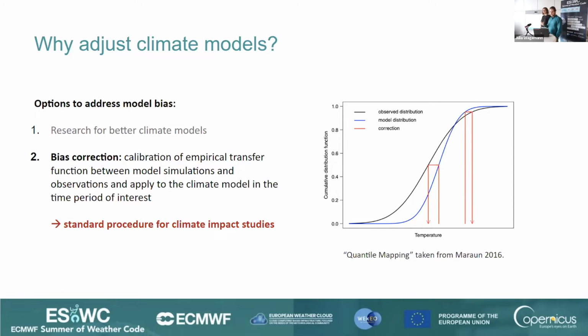That's done by calibrating an empirical transfer function between the model simulations and the observations, and applying this to the future period. On the picture on the right, there's one example of a bias correction method where we see the model distribution and the observed distribution, and we try to map them onto each other to correct the model output to make it seem like observations in a reference period and also in a future period.